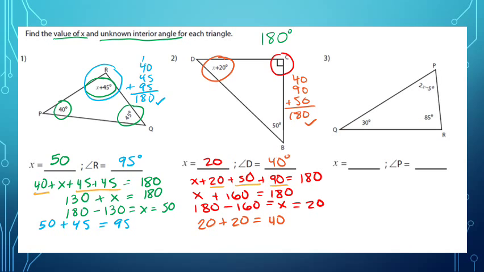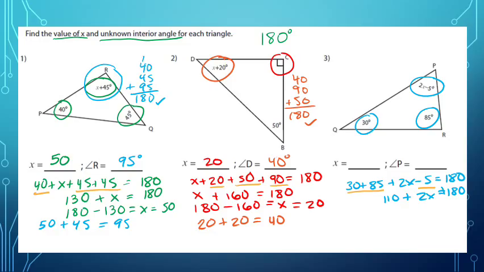On number 3 here, I'm going to go ahead and add those angles together. So 30, 85, and 2x minus 5. So 30 plus 85 plus 2x minus 5 equals 180. I'm going to combine my like terms. So 30 plus 85 minus 5. 30 plus 85 would give me 115. Minus 5 would give me 110, plus 2x equals 180.